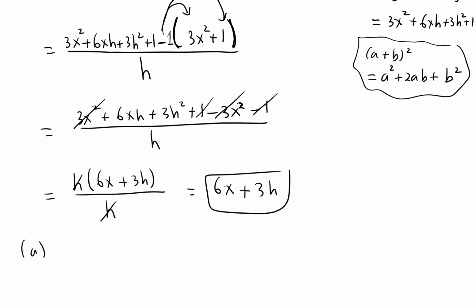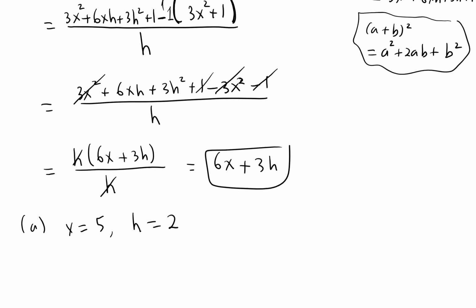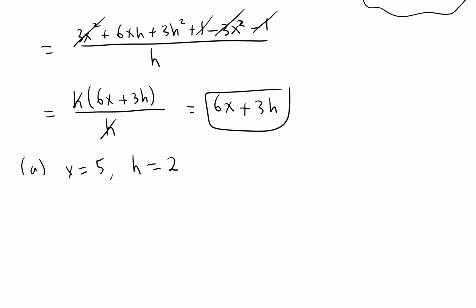For the same problem, we need to find the difference quotient if x is 5 and h is 2. What do we do? We don't have to do it again. We just take the answer and evaluate it. Evaluate that answer we just got, which is 6x plus 3h. 6 times 5 plus 3 times 2. 30 plus 6, 36.